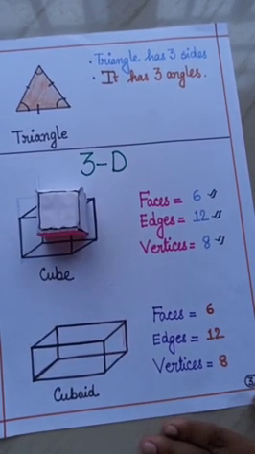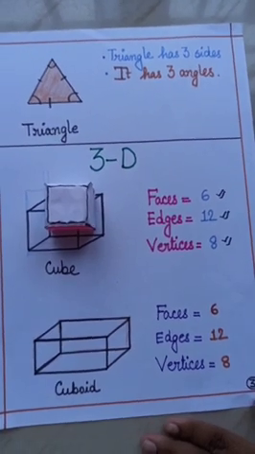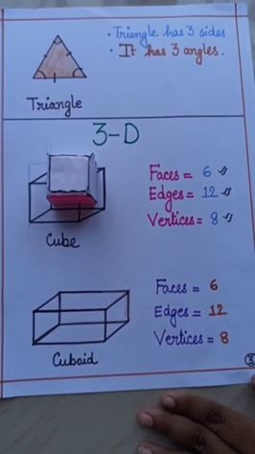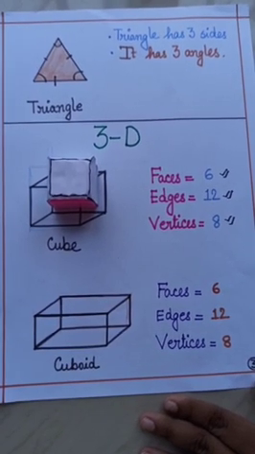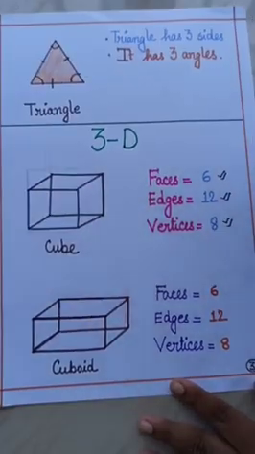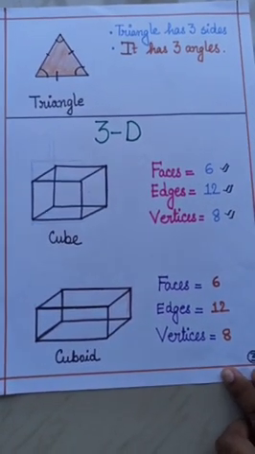Okay? At your home, I think you have dice. You will see the dice and you will try to understand what the faces, edges and vertices of that cube are. Now the next one is a cuboid.